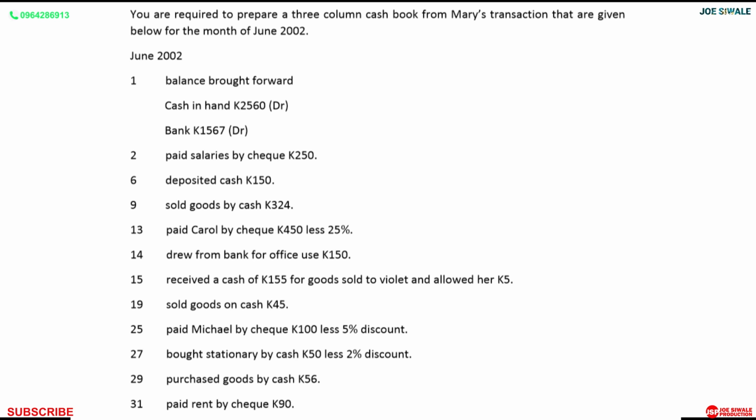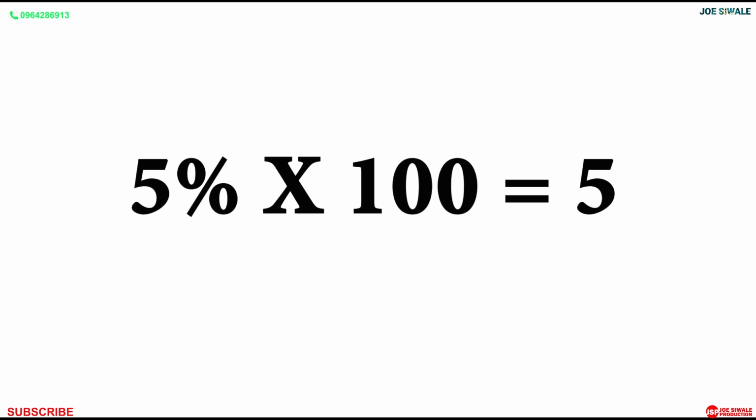Then on the 25th of June, paid Michael by check amounting to 100 kwacha less 5% discount. So the first thing that we're going to do is to calculate the discount received, the amount of discount that we received since we paid Michael. So we're going to say 5% multiplied by 100, and our answer is 5.